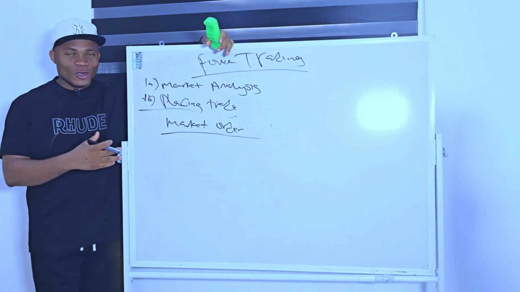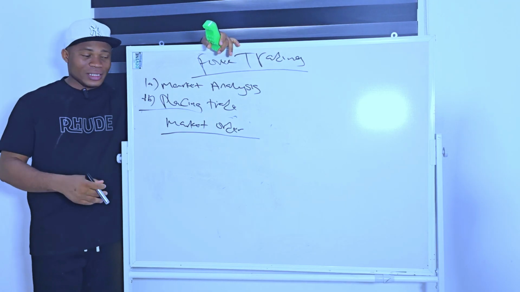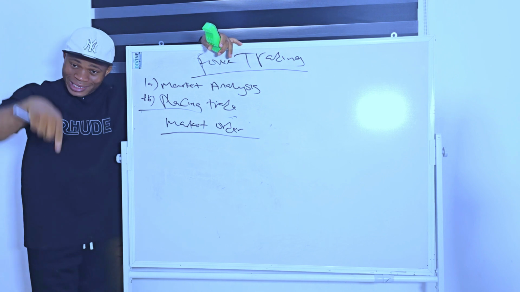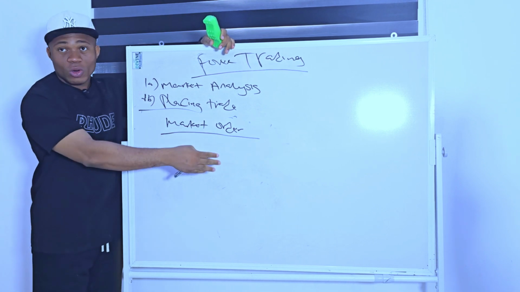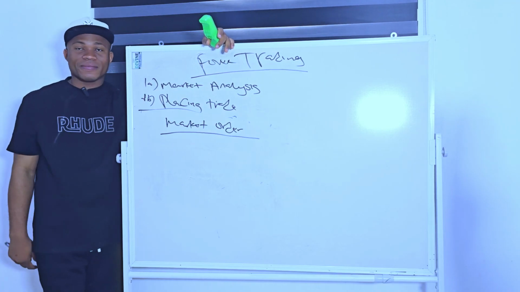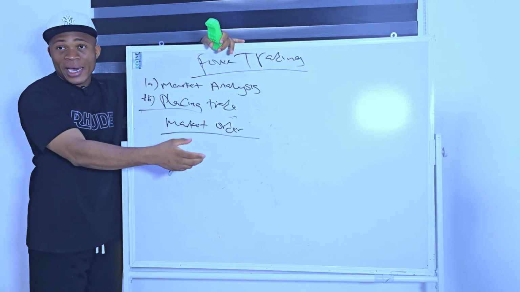You want to sell this particular currency, or you want to buy this particular currency, and the market should execute the trade now. That is a market order. You want the trade to be executed immediately. That is what they mean by market order.